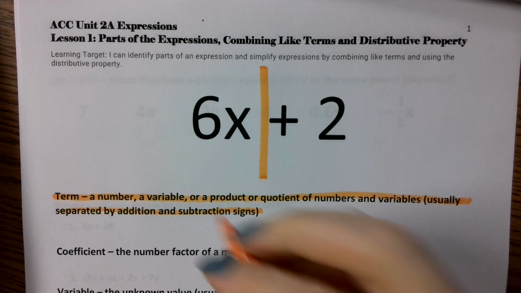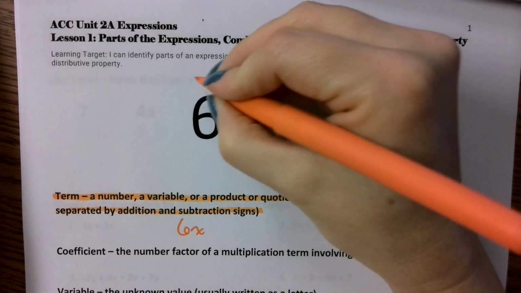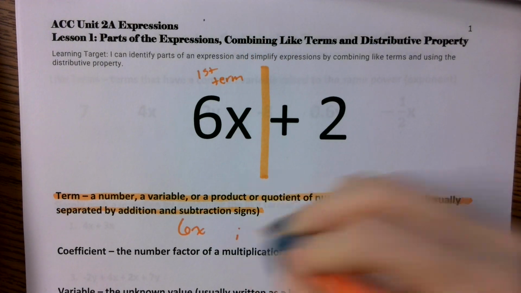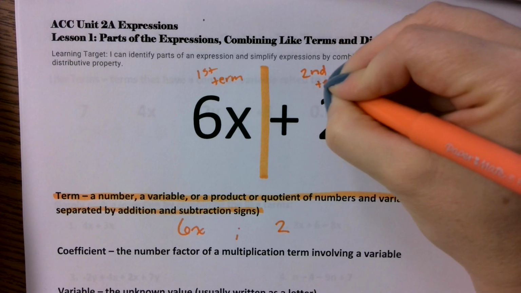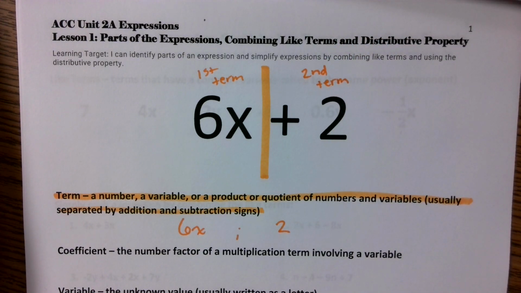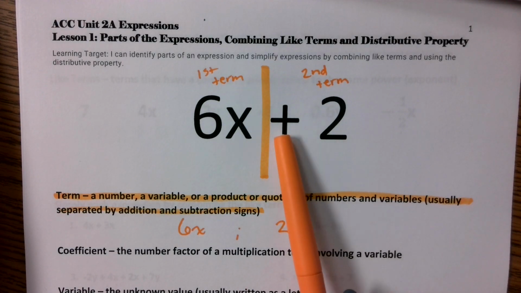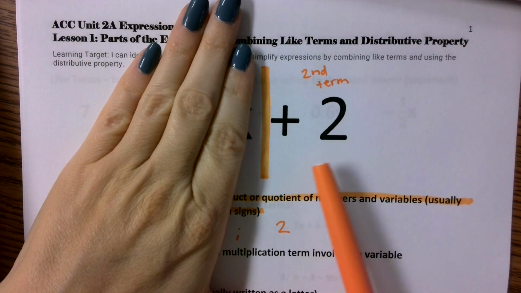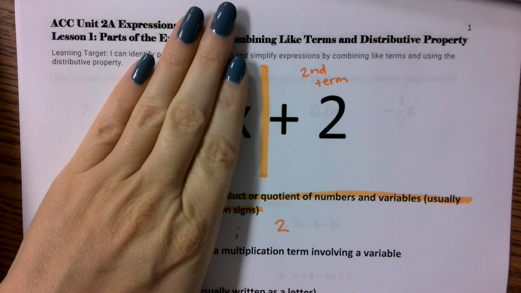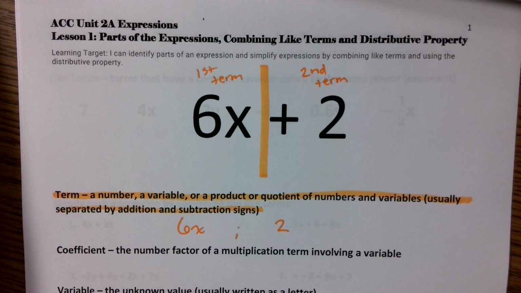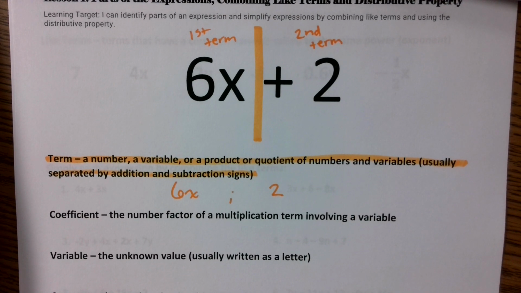So in this situation, the 6x happens to be my first term. And then the positive 2 happens to be my second term. So those addition and subtraction signs are going to go ahead and divide it up. And you might have more than just one subtraction or addition sign. Now remember, the sign belongs to the number that it's in front of. So when it says plus 2, if we're looking at it independently, that means it's a positive 2. If it said minus 2, independently, that would be a negative 2. So you want to make sure that you don't drop the signs, especially those minus signs, because those minus signs mean negatives.